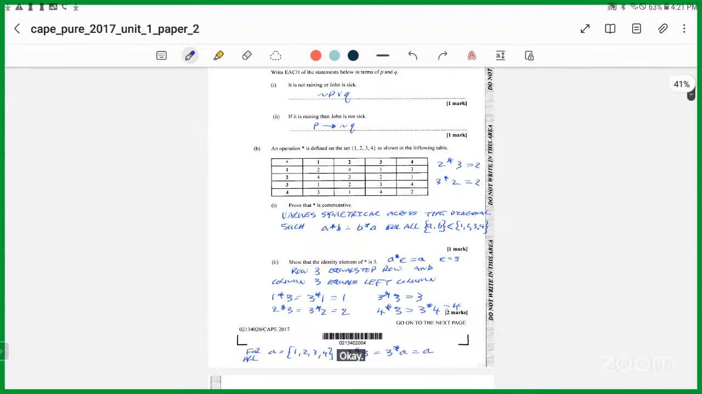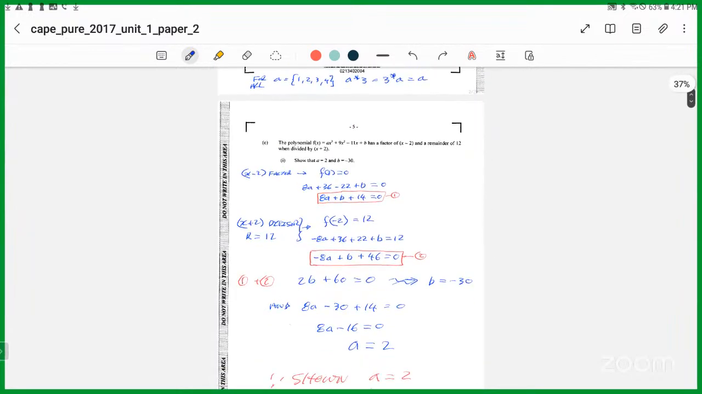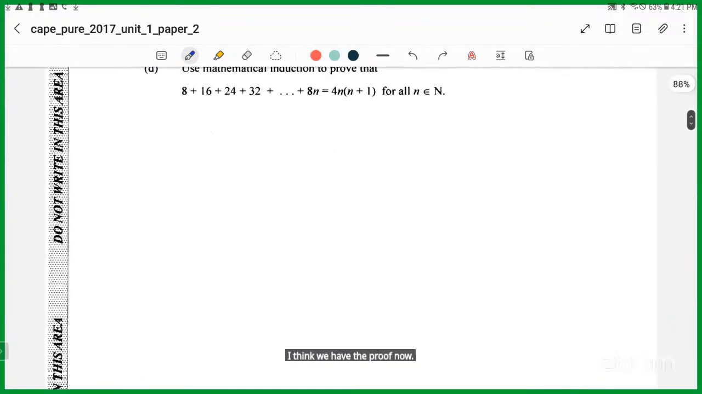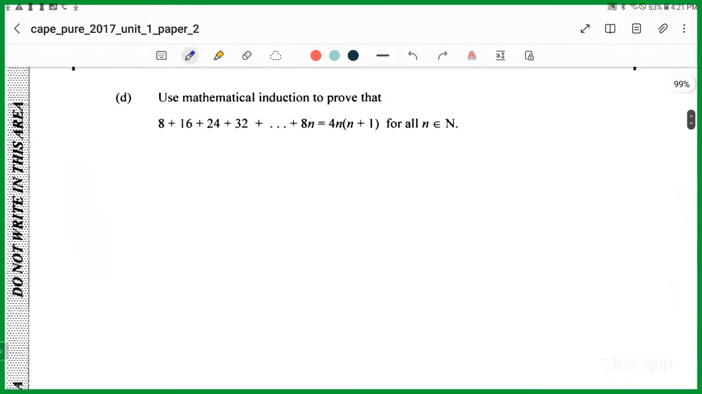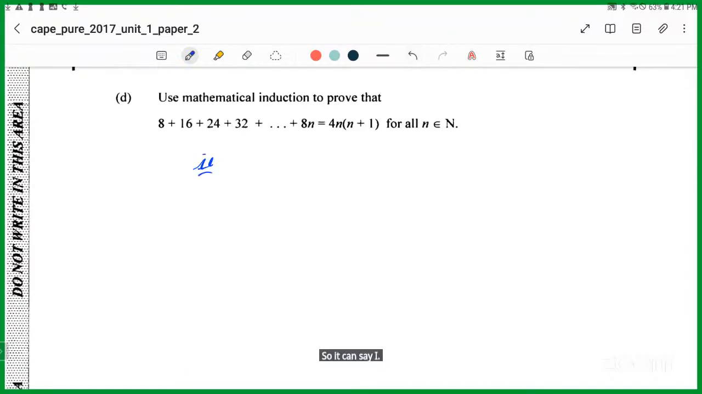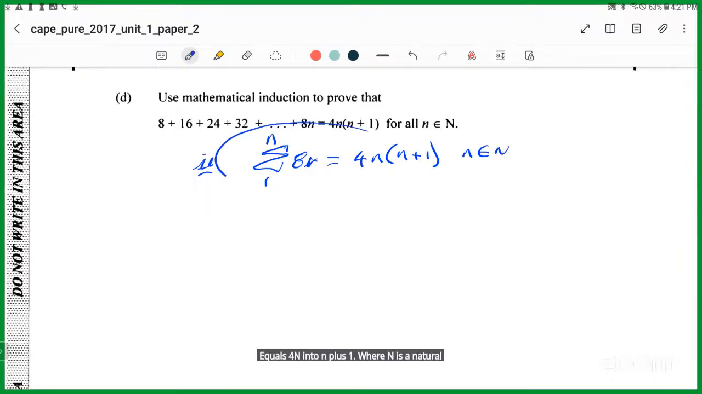Alright. I think we have the proof now. We have the proof by induction. It's a summation type of proof, right? So this is the sum of 8r. You see the last one is 8n. That's actually the sum of 8r from r equals 1 to r equals n. So we can say, i.e., this is actually the sum from 1 to n of 8r equals 4n into n plus 1, where n is a natural number. That's what we're trying to prove.